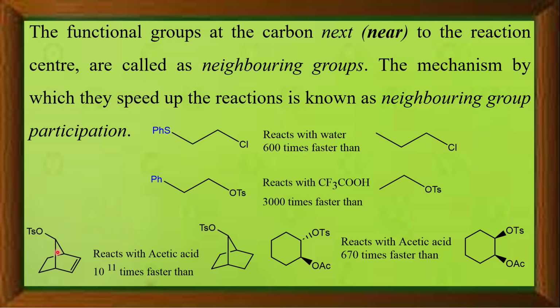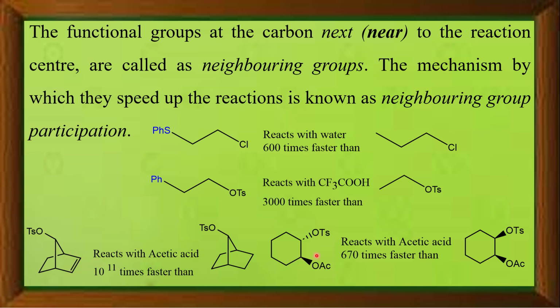And here I have given another pair of reactions. Here this molecule reacts with acetic acid, which means it undergoes acetolysis 10 power 11 times faster than this molecule, because this molecule has got a neighboring group, the pi bond. This pi bond will attack from the backside of tosylate and will push out the tosylate. In that way, it does the role of internal catalysis.